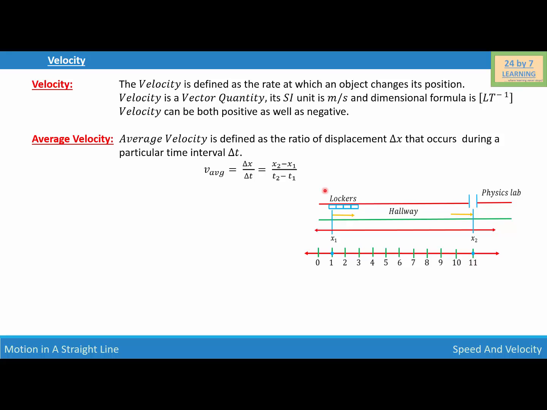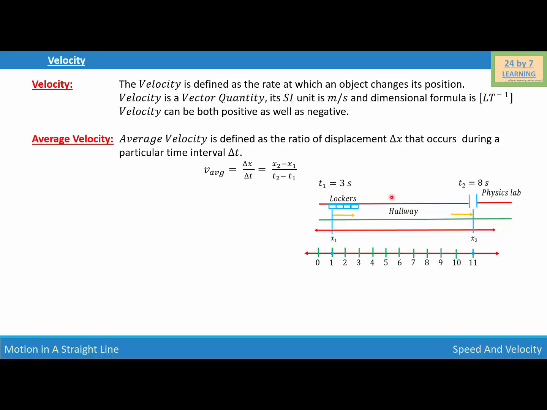Let's suppose that when the man started walking from the locker, the time was t1, which is equal to 3 seconds. By the time the person is at the lab, the time t2 is equal to 8 seconds, which simply means that when the person started walking, the time was 3 seconds. By the time the person was at his destination, the time was 8 seconds.